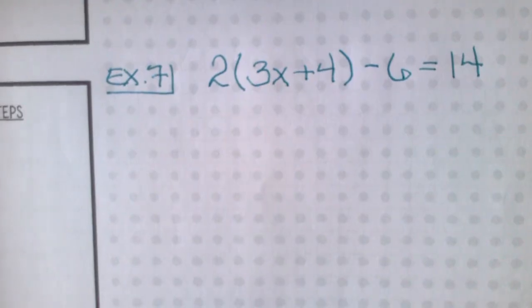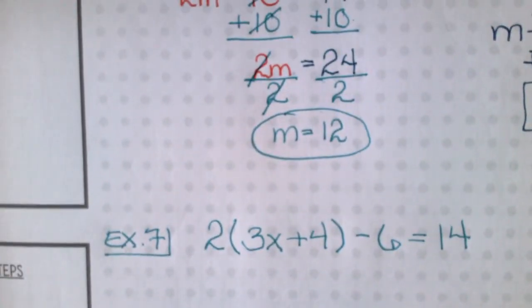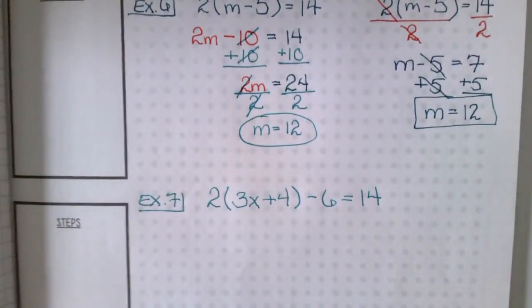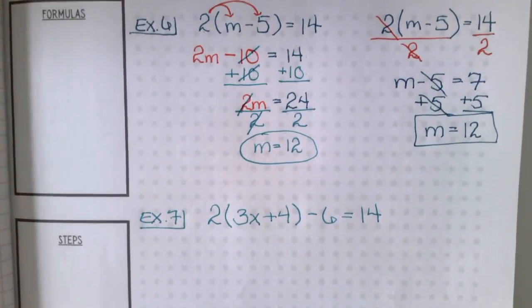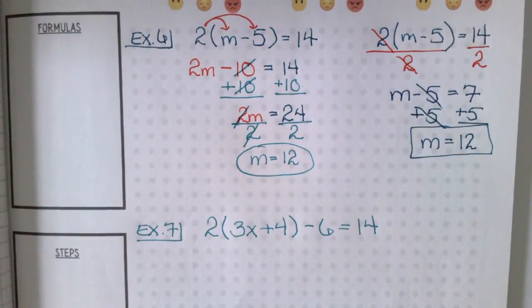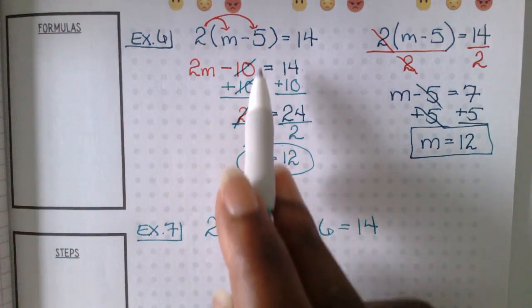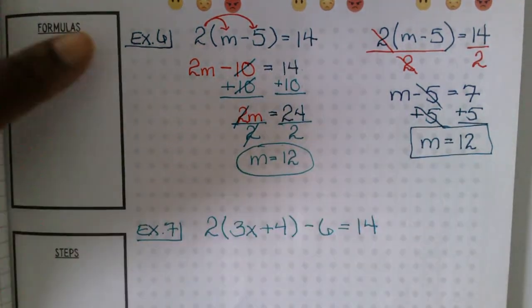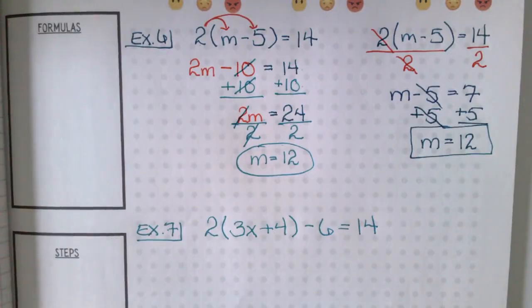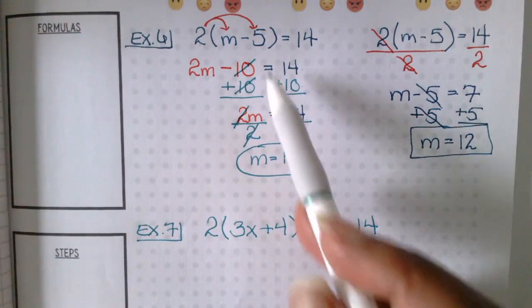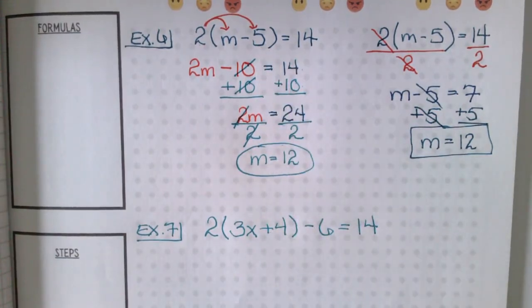Now, if I may do a little comparison, other than what's inside the parentheses, if I can compare, what else is different from example 6 to 7? What else is different? Okay, other than what's inside the parentheses, what else is different?